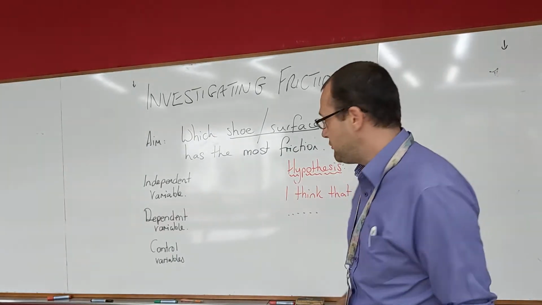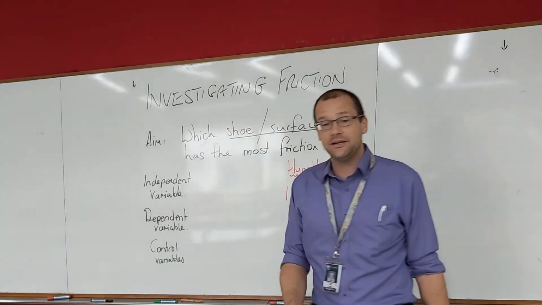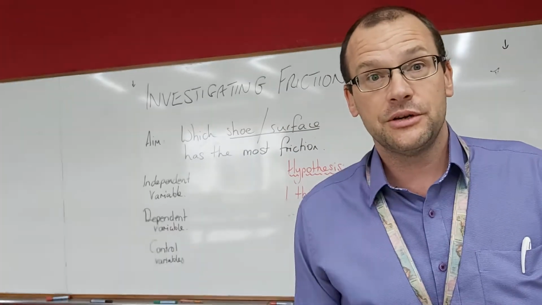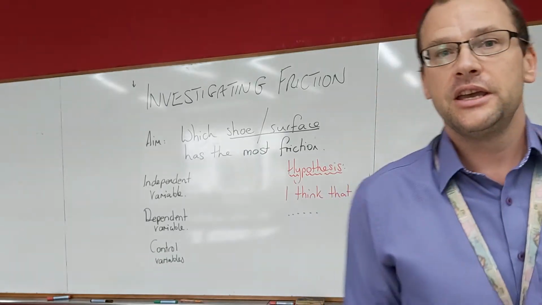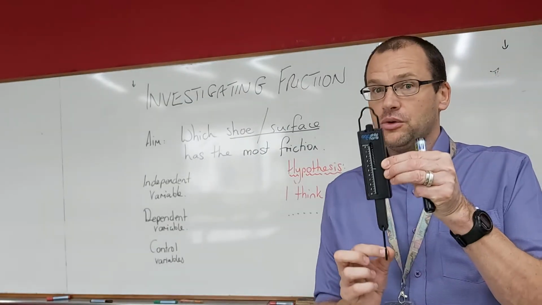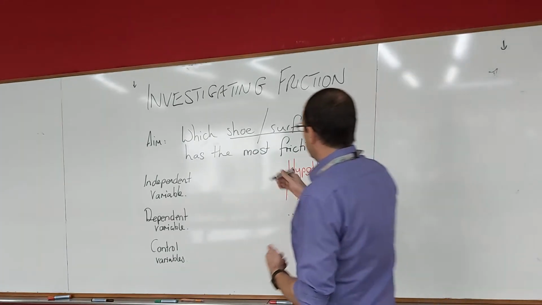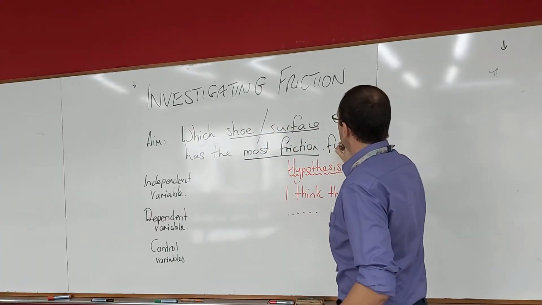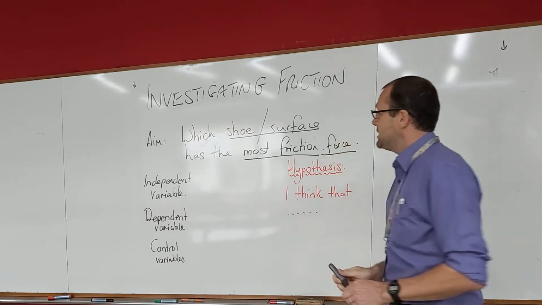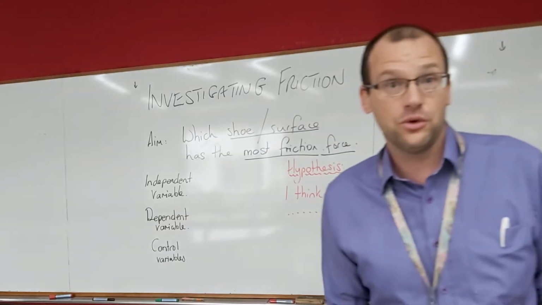Well done. Yes, you're absolutely right. The dependent variable is what you are going to measure. So in this case, you are going to measure the force using a Newton meter. So that's friction, should be friction force there. Which shoe surface has the most friction force, right?